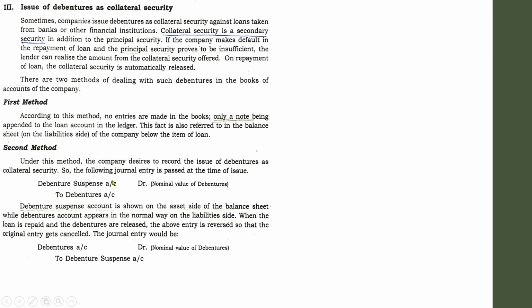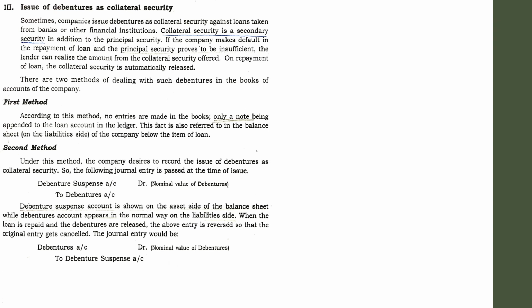If you go through these 2 entries, you can see that there will not be much effect on accounting, because once you pass the first entry and after a certain period you pass the second entry, the net effect is nil. Because of that, in the first method you can neglect those entries and just give a footnote in the balance sheet, or otherwise if you want to write entries, you go for the second method. These are the two ways in which the issue of debentures as collateral security is handled.